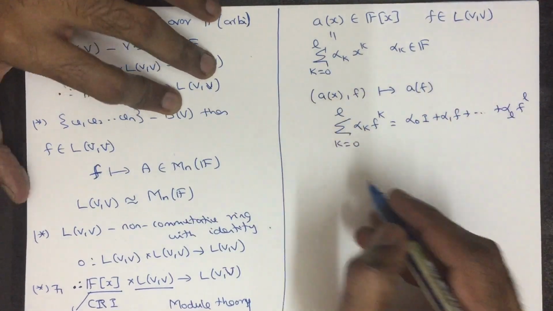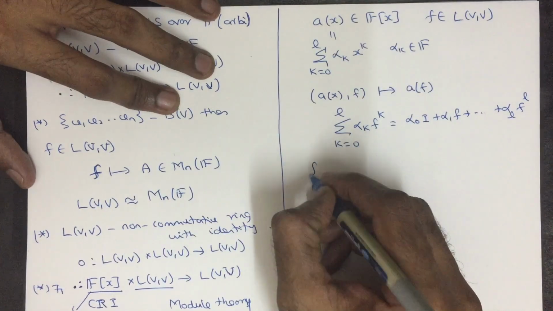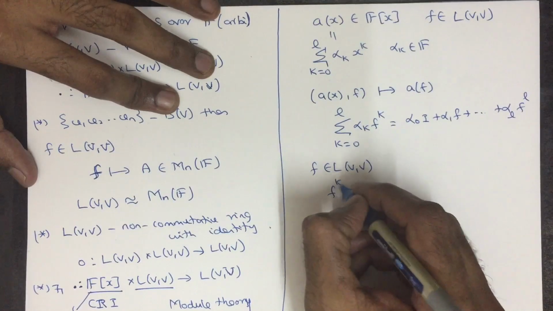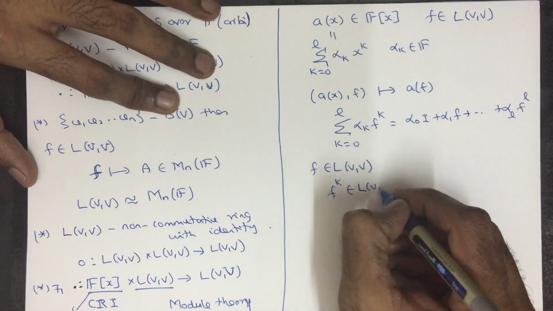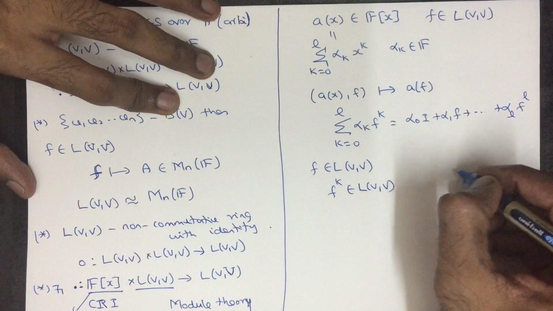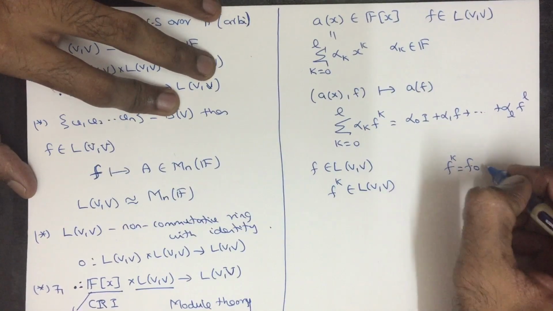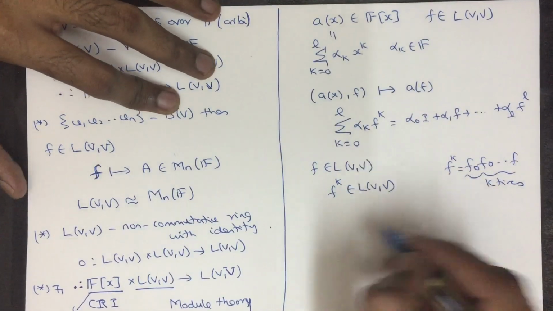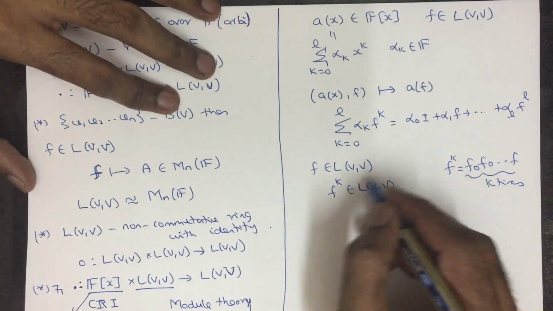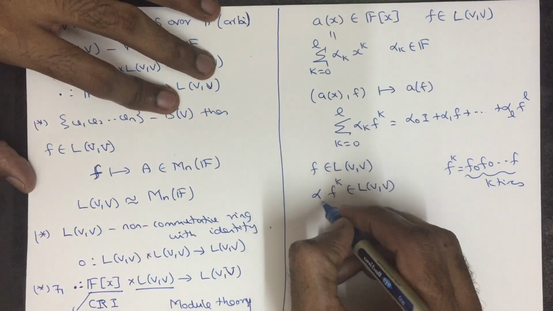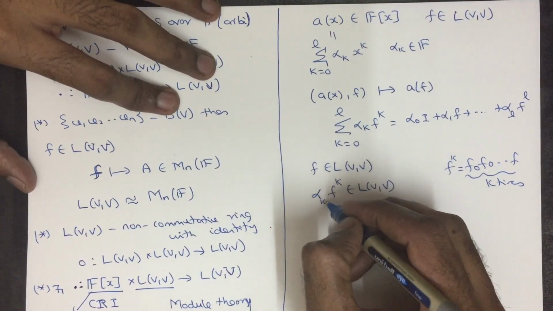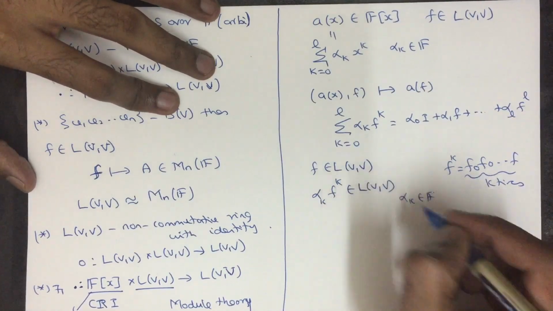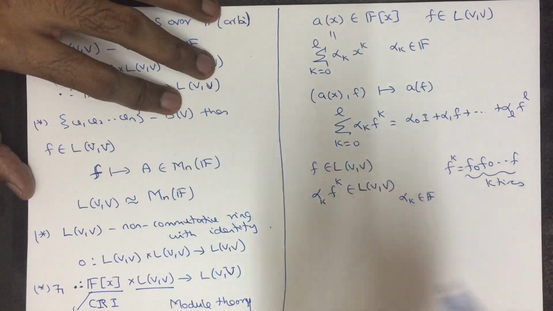Very easy to see that given f, since f is in L of V comma V, using the ring structure we can easily say that f power k is in L of V comma V. What is f power k? It is the composition of functions. f power k is defined as f composed k times. Therefore, f power k belongs to L of V comma V, and since L of V comma V is a vector space, alpha k times f power k is also a linear map for any alpha k in the field over which L of V comma V is a vector space.